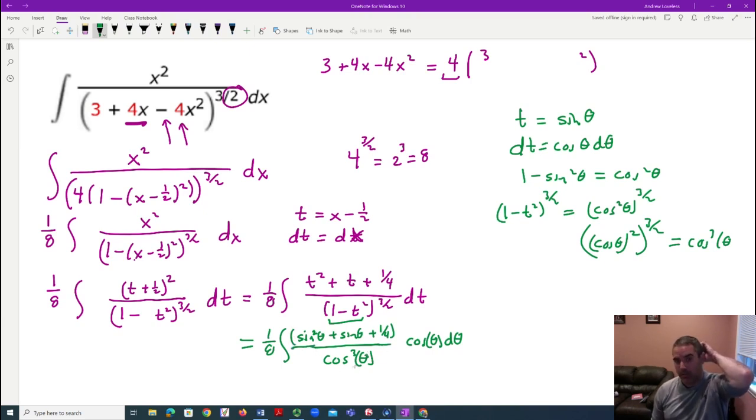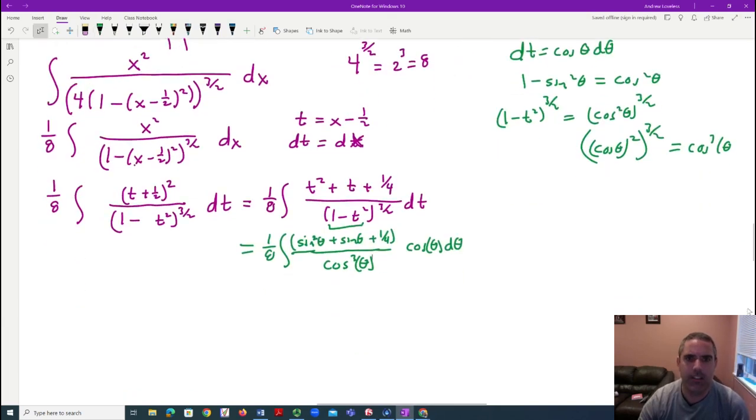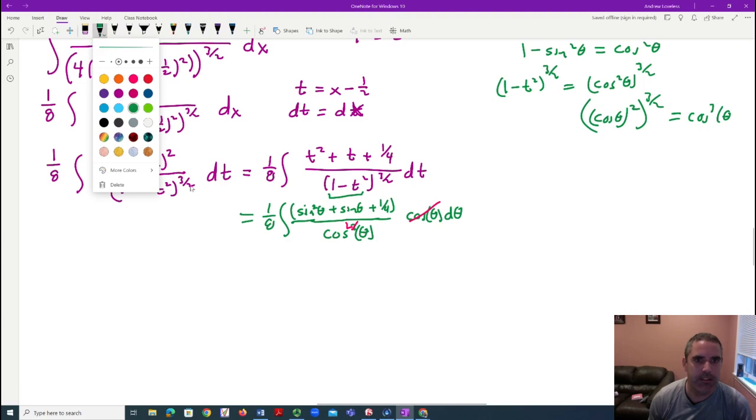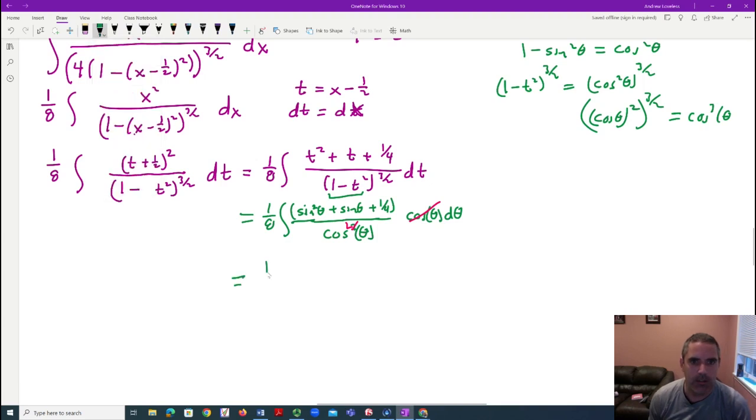Now, one of the cosines cancel, and so we can clean this up a little bit. So let's see what we can do. One of the cosines cancel. That's going to make this a 2. And so when everything is done, what I see is 1/8 the integral. And let's expand it right now. There's a sine squared of theta on top. There's a sine on top. And there's a 1/4. And you can see I'm giving myself lots of space. And they're added together. So I'm just going to separate these things completely.